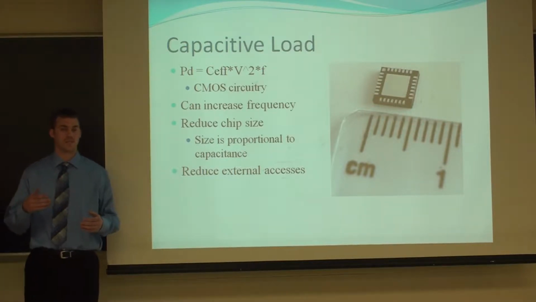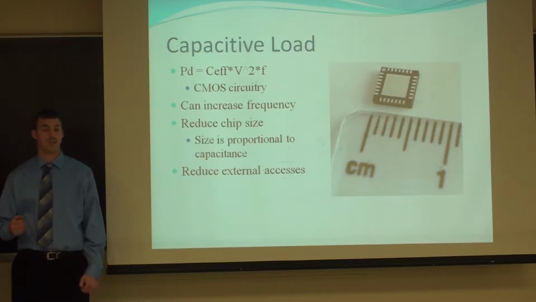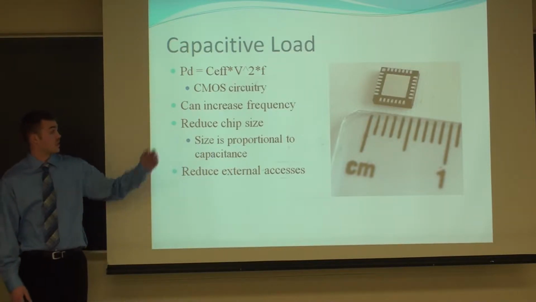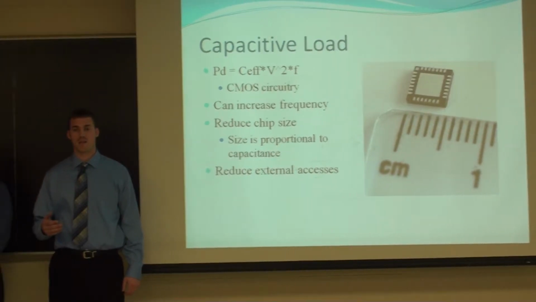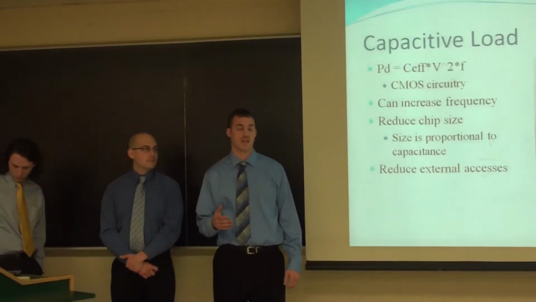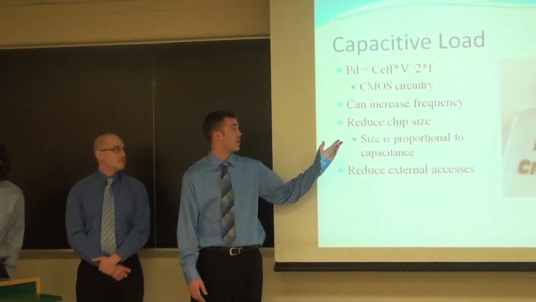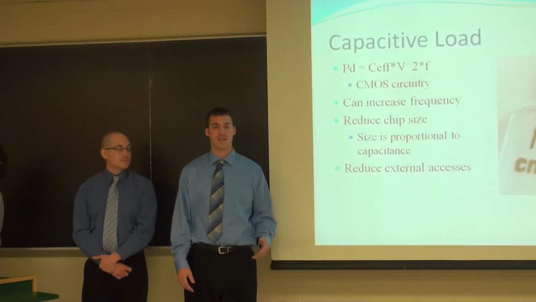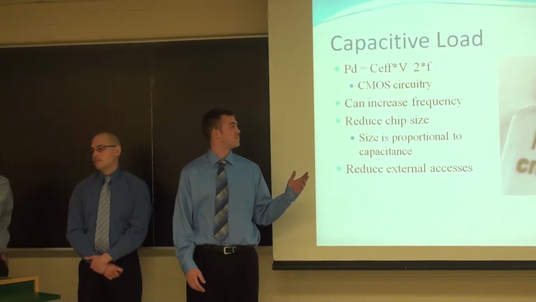The power in a CMOS circuit is defined as the bias power plus the leakage power plus the short circuit power plus the dynamic power. But the dynamic power takes up about 80 to 90% of that, so that's what we want to focus on. And this is the formula for the dynamic power. Capacitance is a variable in that.